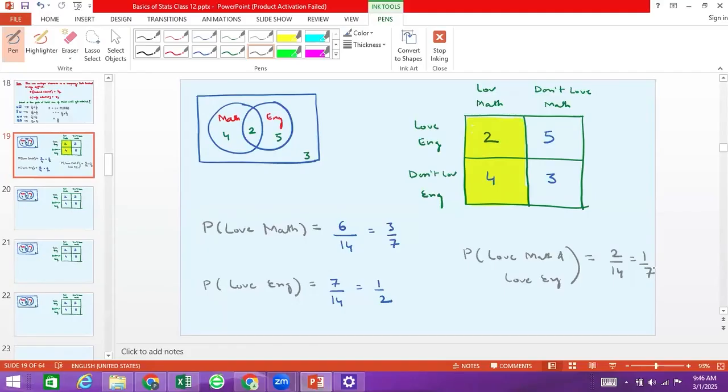I didn't get how we get the 3. Don't love English and math. Okay, this one, right? So the students who love both math and English is how many? 2, right? This middle part. They love math as well, love English as well, divided by total number of students, that is 14. So 2 by 14.